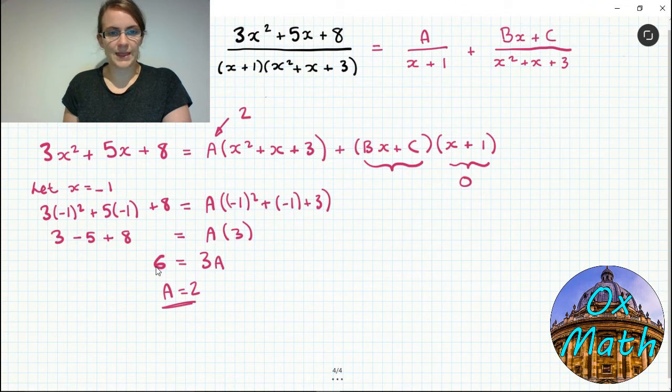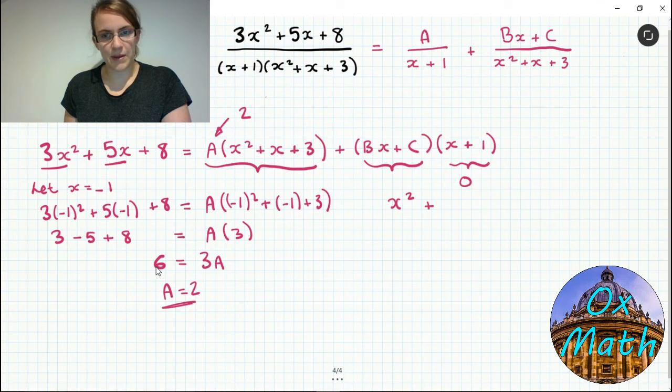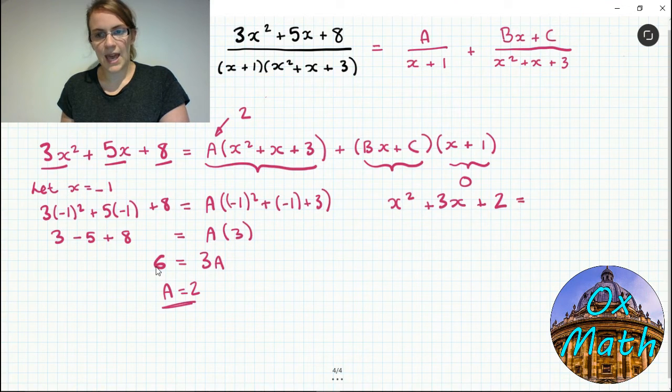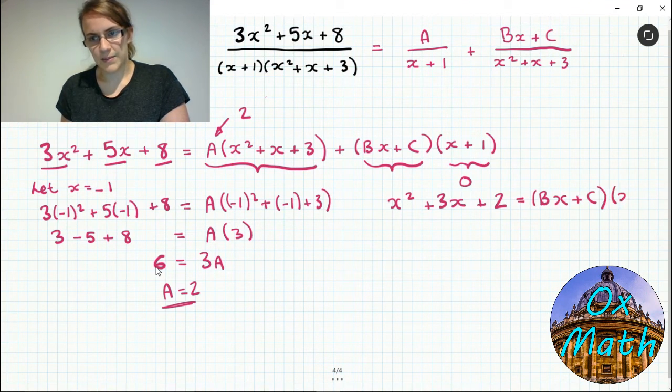So I'm going to take this whole bit here over to my left hand side and rearrange the equation. So 3x squared take away 2x squared leaves me with x squared. The 5x take away 2x leaves me with 3x. And the 8 take away 2 times 3, so take away 6, leaves me with 2 on my left hand side, and that will leave me with my bx plus c times x plus 1 on my right hand side.